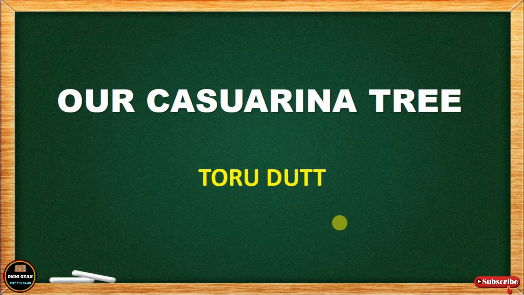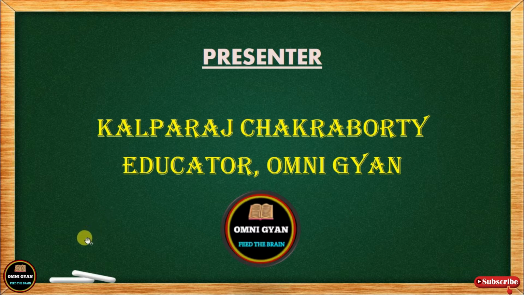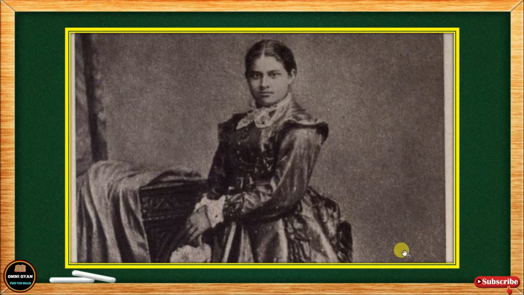Today we are going to learn a very interesting and quite emotional poem. The name of the poem is Our Casuarina Tree, and it is composed by Toru Dutt. This is Toru Dutt, okay? There are very few pictures of Toru Dutt on the internet.